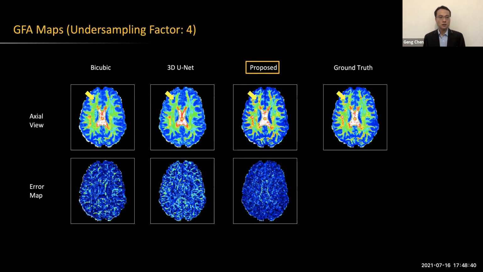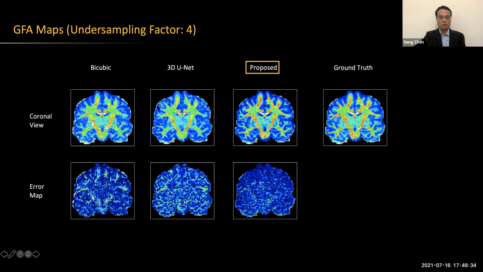These are the in vivo results regarding GFA maps when the undersampling factor is 4. The ground truth is shown at the right, and the proposed method is shown in the third column, and the other 2 columns show the baseline methods, and the bottom row shows the error maps. We can see that for the region marked by the arrow, our method provides a result that is close to the ground truth. And also from the error maps, our method is able to reduce the prediction errors, indicating the GFA maps given by our method are close to ground truth. Similar improvement can be observed in other views.